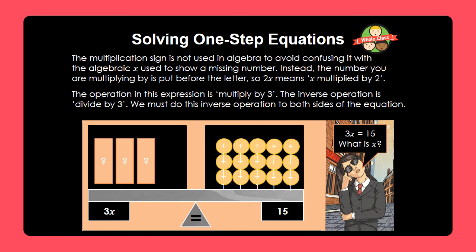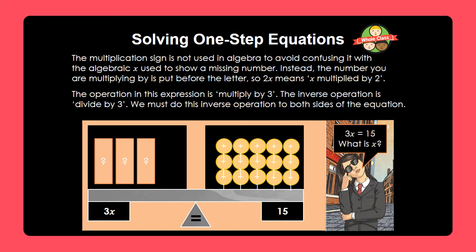Now we're going to move on to the multiplication sign, which is not used in algebra, and the reason being is that the multiplication sign can become a bit confusing when we're also using the algebraic x. So instead, the number that we're multiplying by is put before the letter. For example, we could have 2x, which means x multiplied by 2. Okay, so we don't use that times symbol in our algebraic equation.